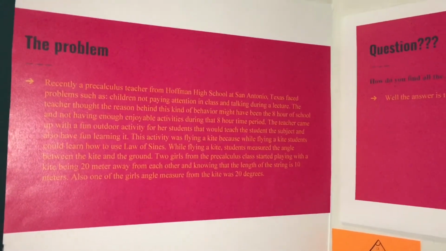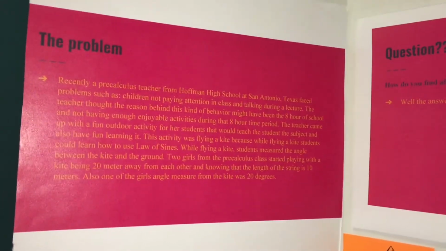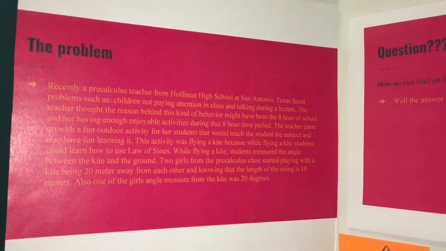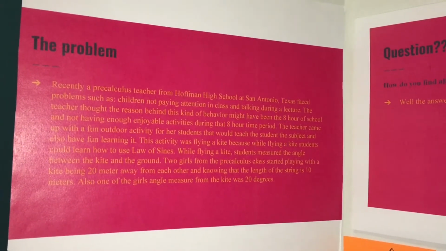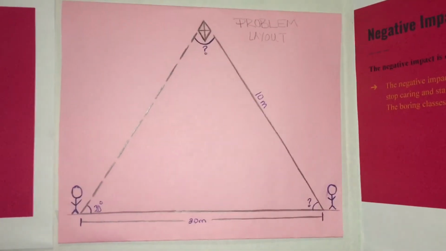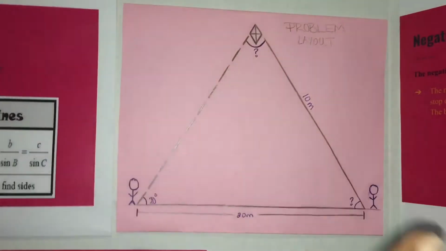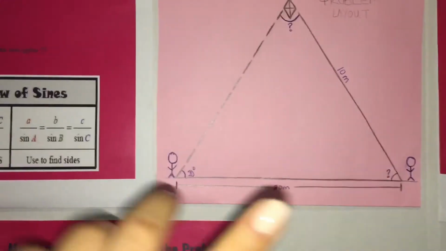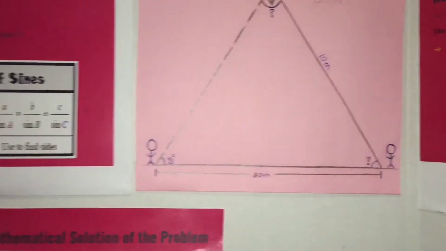Referring back to the problem, we said 2 girls from the pre-cal class started playing with a kite, being 20 meters away from each other, and knowing that the length of the string is 10 meters. Also, one of the girls' angle measure from the kite was 20 degrees. It is drawn here: there to there, 10 meters, and then the distance between the two is 20, and that angle is 20 right there.